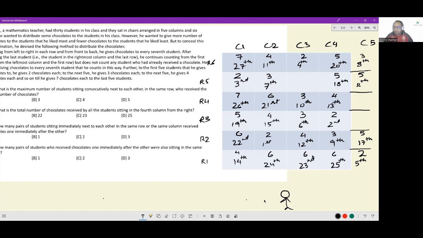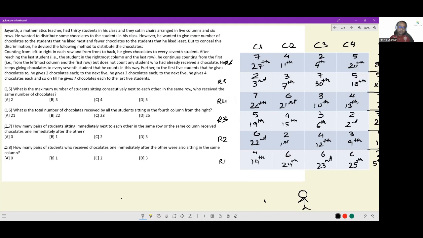Then we come back here. 1, 2, 3, 4, 5, 6, 7. 7, 28th person. 1, 2, 3, 4, 5, 6, 7. 7, 29th person. And finally 7 to the 30th person. We not only have an entire pool of who got how many chocolates in which seat, we also know when they received it, the order in which they received it.